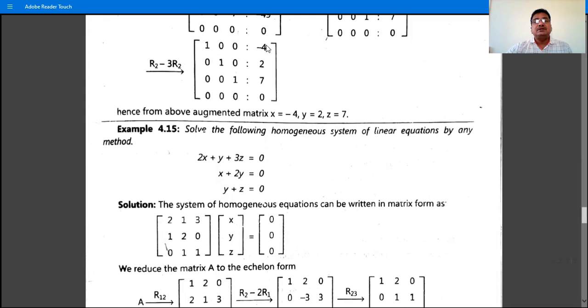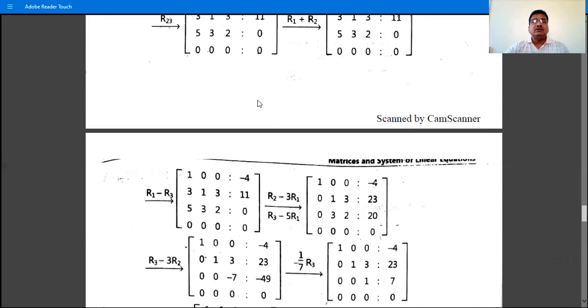Now if you observe the whole matrix, this is the reduced row echelon form of the matrix AB. If you observe this matrix, this is a non-zero row, this is a non-zero row, this is a non-zero row, and the last row is a zero row. Therefore rank of AB is 3. So we have rank of A is equal to rank of AB is equal to 3, and this is equal to the number of variables.